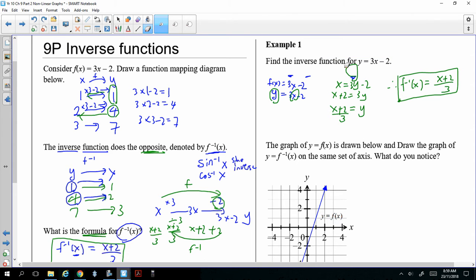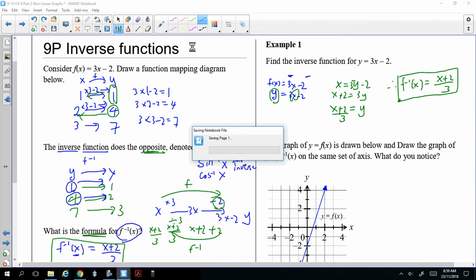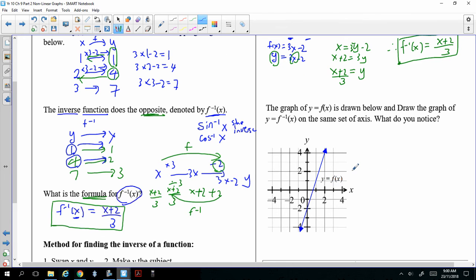Okay. Now let's draw the graph. Let's see graphically what property it has for the inverse. And it's also very interesting as well. So we now know how to find the formula for the inverse. What would the graph of the inverse look like in relation to the original graph?